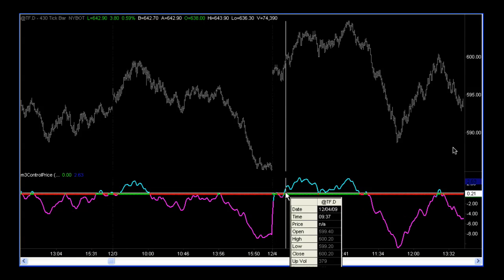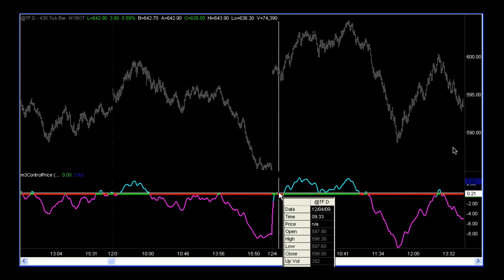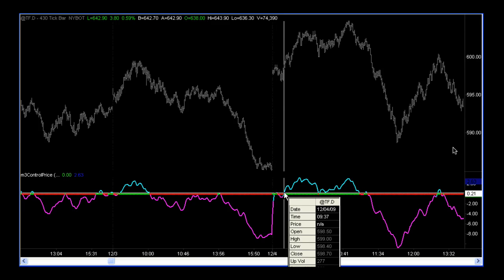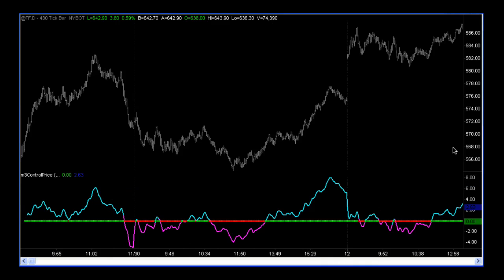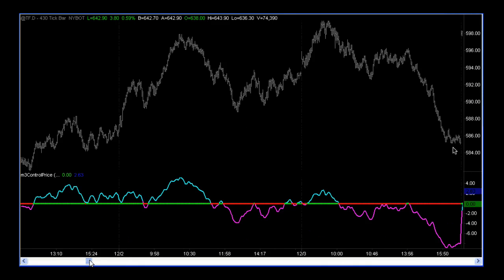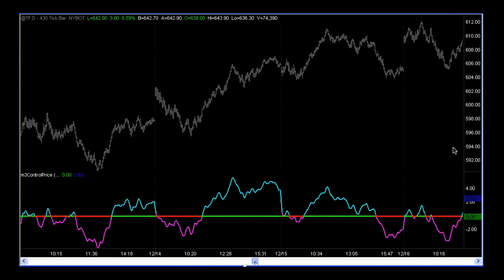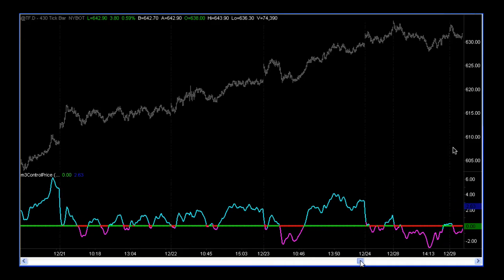Same pattern again, we're over control, break it, then come back, retest the oscillator, and come up. One of the things that happens with these gaps is they can be very damaging to your trading if you get them wrong.